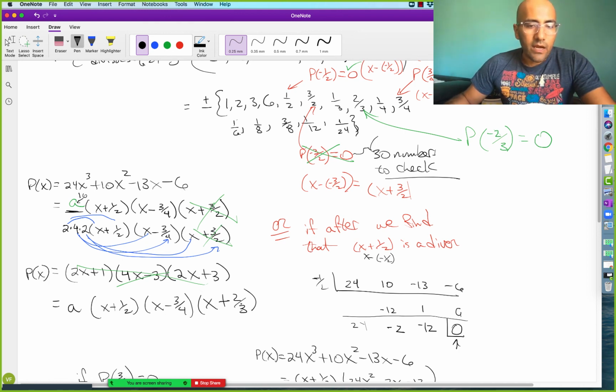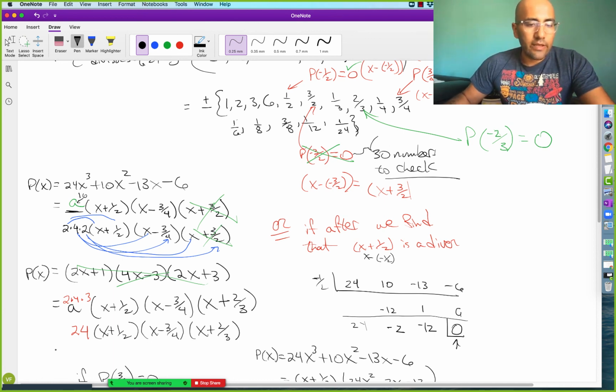Good. And now the constant that would work is going to be something that involves multiplying a 2 into the first binomial, a 4 into the second binomial, and then a 3 into the final binomial. So that means this constant would be equal to 12 times 2, which is 24. 24 times x plus 1/2 times x minus 3/4 times x plus 2/3 is equal to your original polynomial.